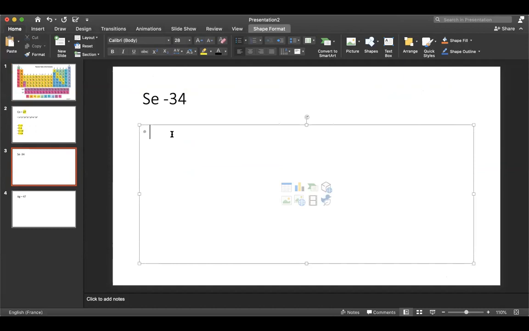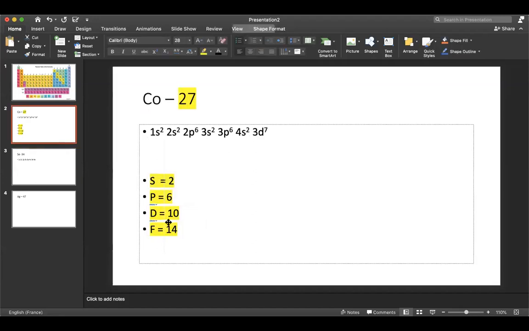What I advise you guys to do for now when you're practicing is to write the construction rule: 1s, 2s, 2p, like that would be easy. 3s, 3p, 4s, then 3d, then 4p. Exactly. So how many electrons are occupied by each, not forgetting this here?